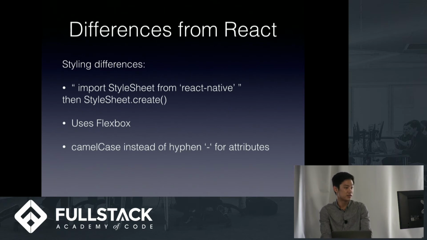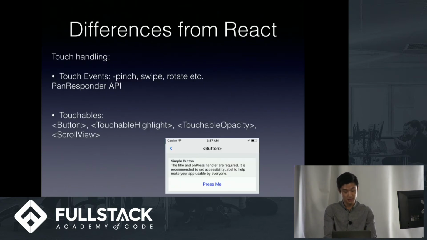There's some styling differences, like I said, the style sheet that is in the same file. And another thing is that it uses Flexbox. Flexbox is built in, and Flexbox is a technology that is not unique to React Native. It's part of CSS, but you will notice that there are some differences when using Flexbox in React Native. So be careful of that. And then, in the camel case, you said that.